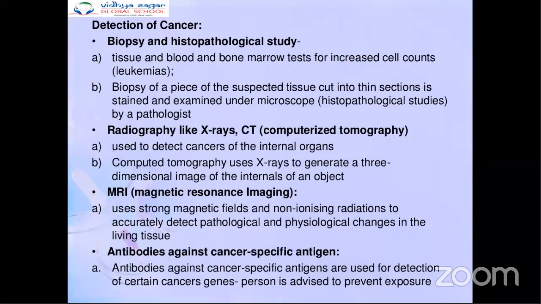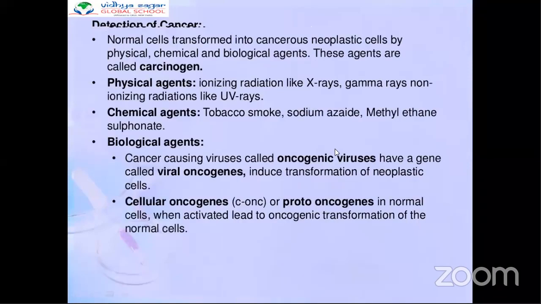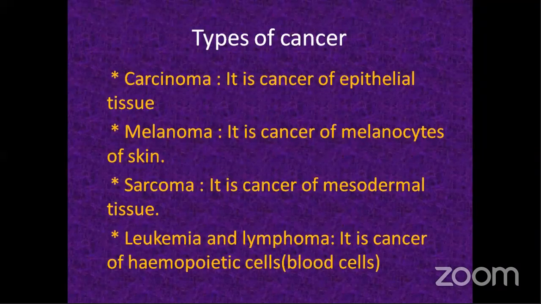Okay, so different types of cancer, four names I said. What are the four names? Carcinoma. What are the four different types of cancer? Four different types of cancer: carcinoma, melanoma, sarcoma, and leukemia.